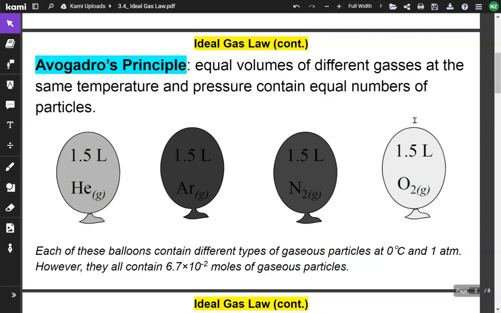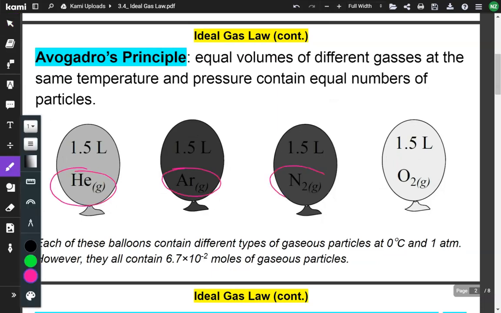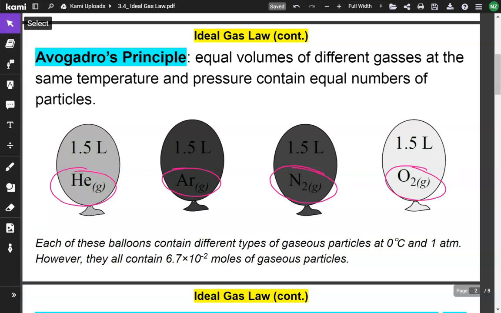So I have 4 different balloons here. One with helium, one with argon, one with nitrogen, one with oxygen. I have 1.5 liters of each. And guess what? They all contain the same number of particles. And for that volume, they contain 6.7 times 10 to the negative 2 moles of gaseous particles. And that's because they're at the same temperature and the same pressure.